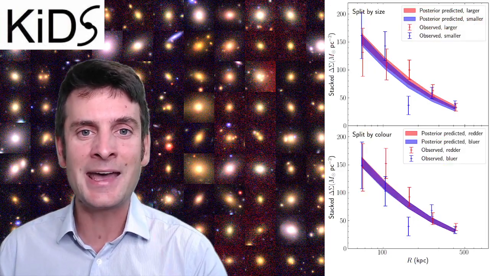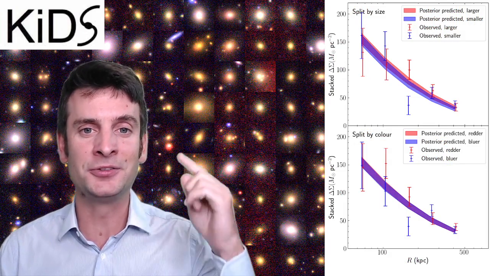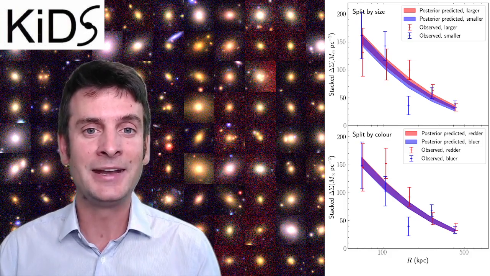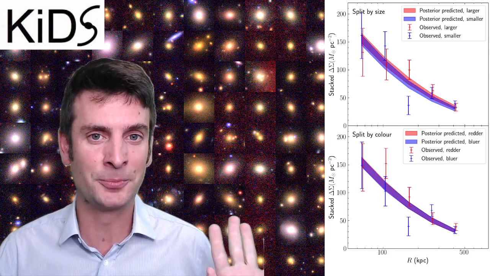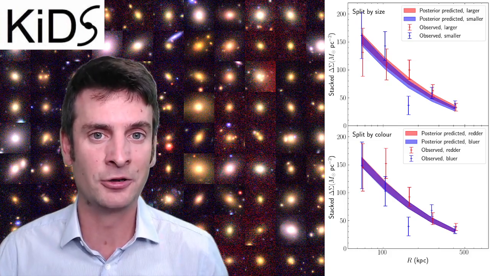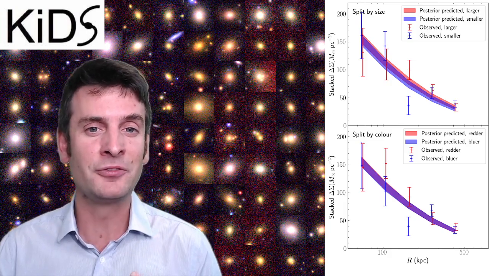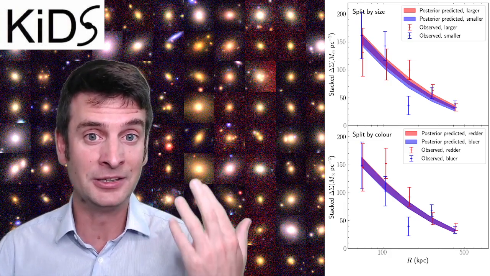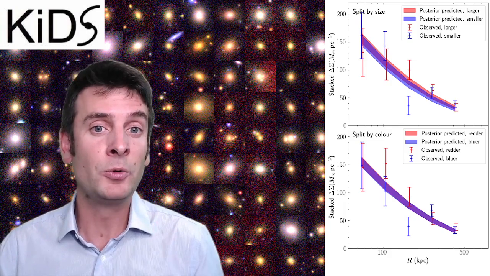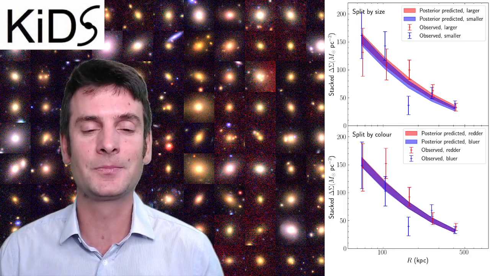Here's the stacked weak lensing signal for the galaxies in our sample, split according to size and color. Now, this is just for illustration purposes. The actual analysis was done with a Bayesian hierarchical approach, but the main thing is that we didn't see much of a variation in halo mass with either of these quantities, so we could only put an upper limit on the strength of these correlations.